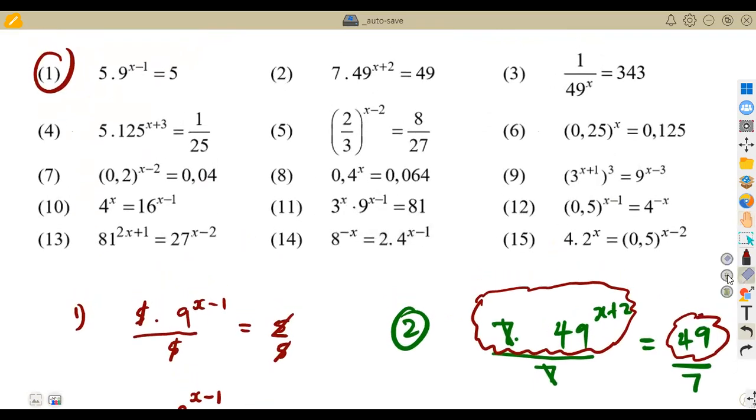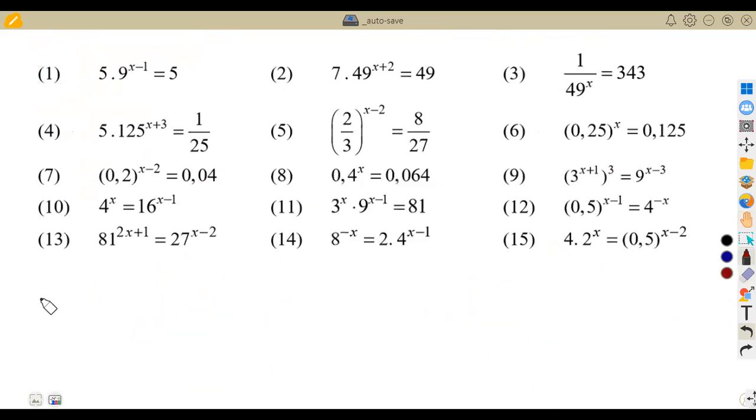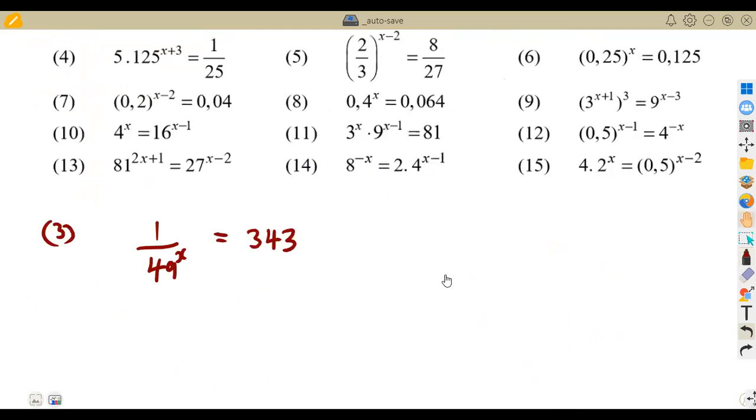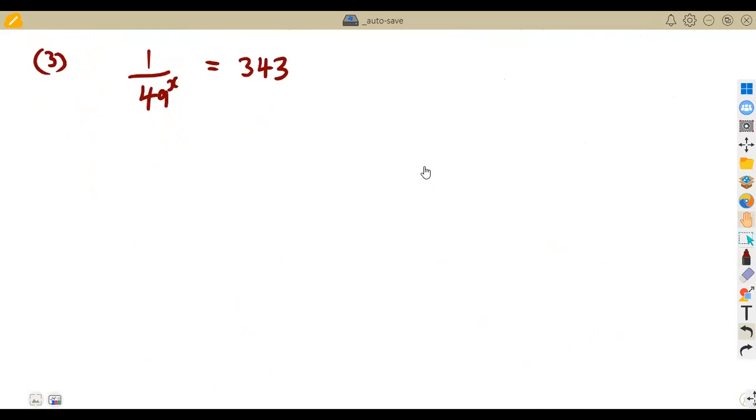Okay, number 3, we're given a sort of a fraction there. Let us see what you're supposed to do there. 1/49 to the exponent of x is equal to 343. So this is what you're supposed to solve in this case. There we've got a fraction, which is fine. But how can we solve that fraction that we're given? Because here we do not have a fraction.